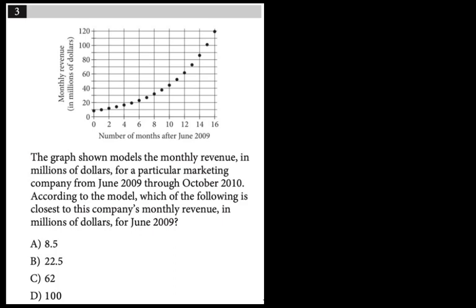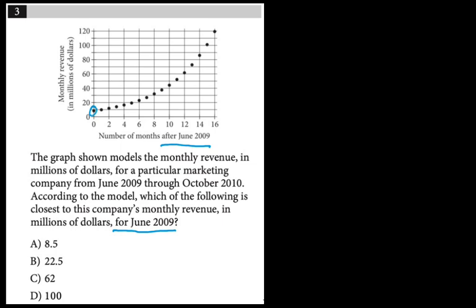But look at the thing on the graph here. We're looking for June of 2009. The graph represents number of months after June of 2009. 0 would put you in exactly 0 months after June of 2009, which is June of 2009. So we just want this y-intercept. There's another question about a y-intercept. Now you have to figure out what that number is.